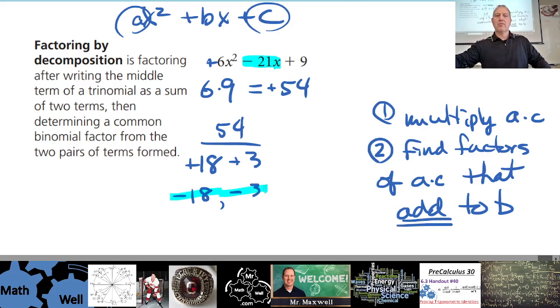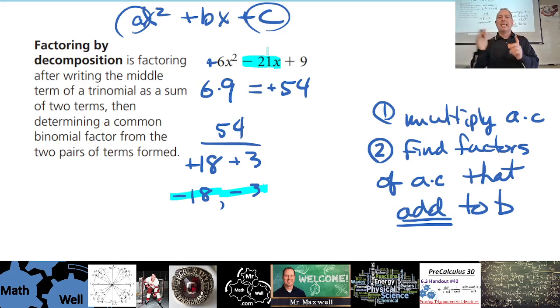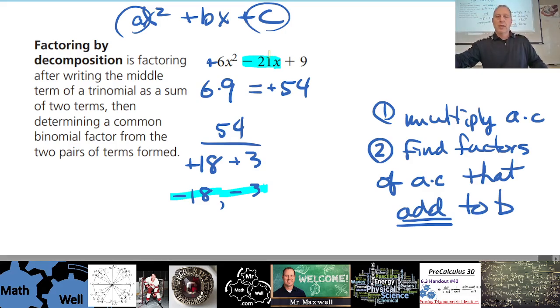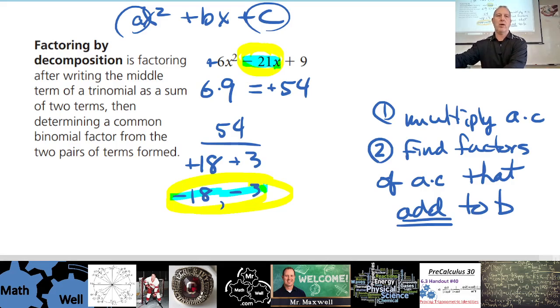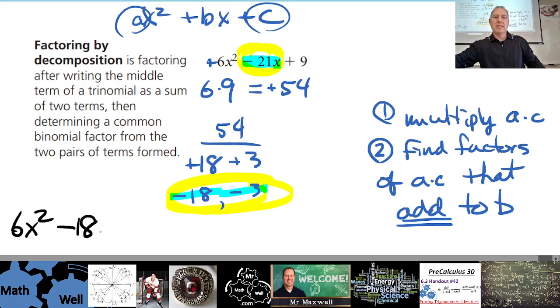Negative 18 and negative 3 give us negative 21. Does everybody see that? Okay. So what does that mean, Mr. Maxwell? That means that we can decompose this middle term into two terms using those numbers. So it looks now like this. This polynomial looks like this: 6x squared minus 18x minus 3x plus 9, okay? We have successfully decomposed the middle term.